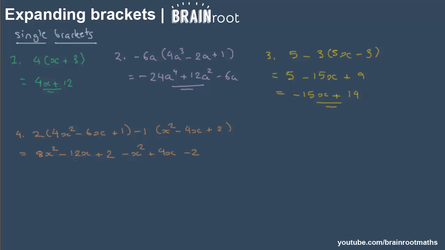So let's simplify this whole big expression down. We've got an 8x squared here and another minus x squared here. They can subtract to give us 7x squared. And we've got minus 12x here and a plus 4x there, so we'll get minus 8x. Now we've got a plus 2 here and a minus 2 here.